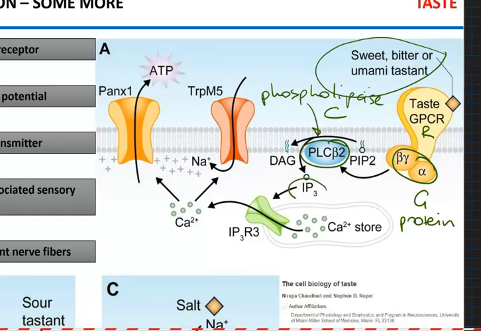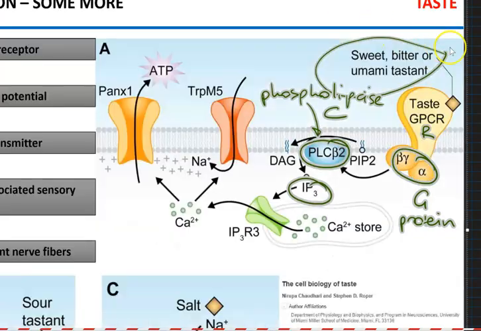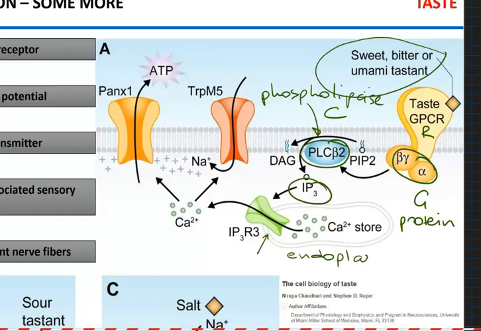Phospholipase produces this chemical called IP3, and this IP3 molecule opens the channel, allowing calcium to get out of endoplasmic reticulum. And that's sort of your final spot, because once calcium levels in the cell go up, it starts releasing neurotransmitter.